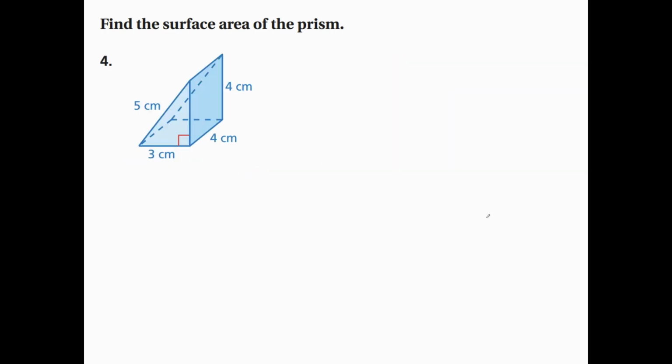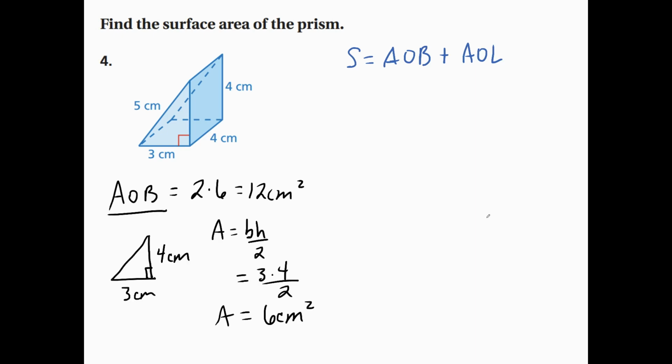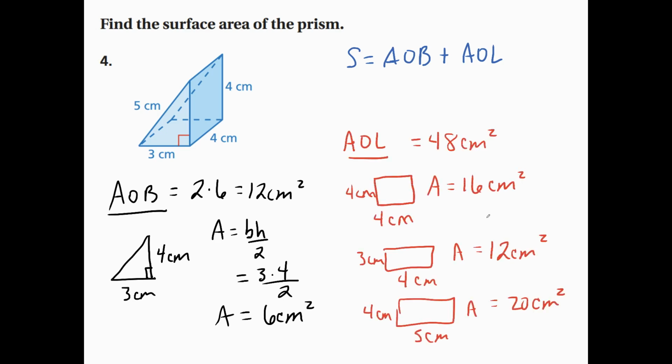Let's try again. So the video is going to pause so you can find the surface area of this prism. Okay, we're back. Hopefully you recognized that it was a triangular prism. So I found the area of the bases. I found the area of the lateral faces, and I just add them together. So I get 60 square centimeters.